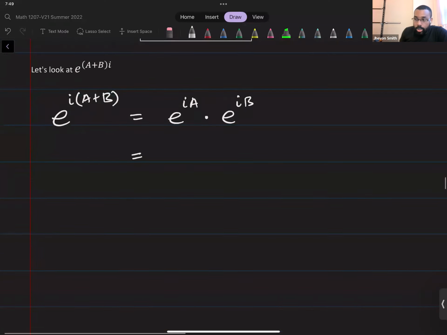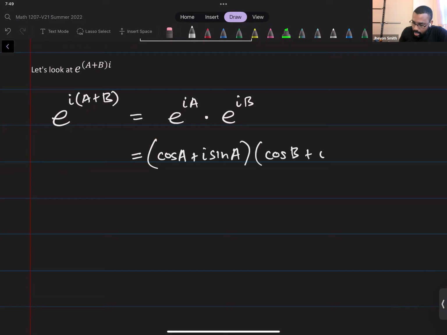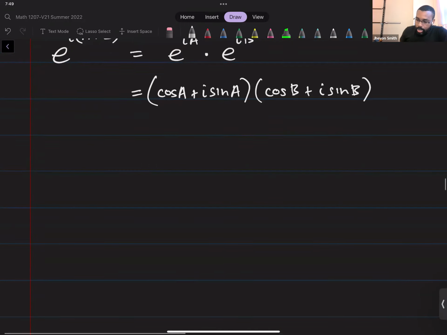Now you apply Euler's equation. This one, you know, is cosine of A plus i times sine of A. This one here is going to be cosine of B plus i times sine of B. How do I know that? Series. Okay, so now I'm going to start multiplying out.